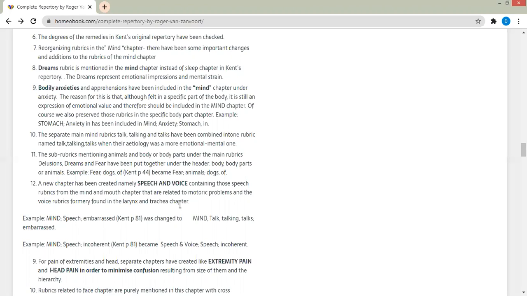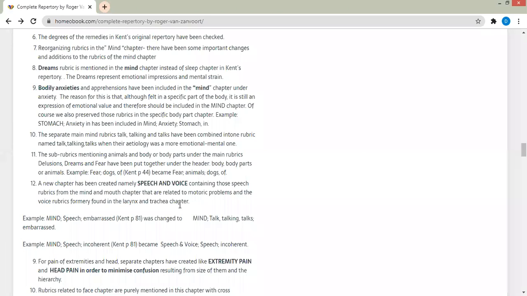As for example, under mind in Kent repertory, we found the rubric speech embraced, which was changed to mind, talk, talking, talks, embraced. So the speech word was replaced by talk, talking or talks. Then in Kent repertory we found in the mind section the rubric speech incoherent.